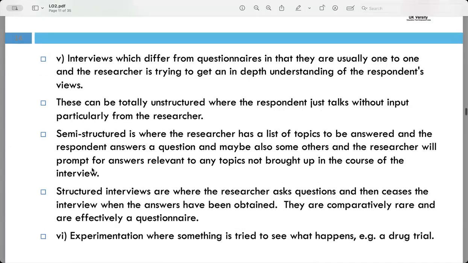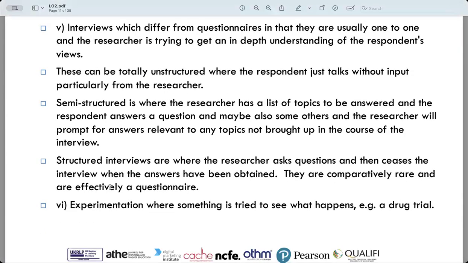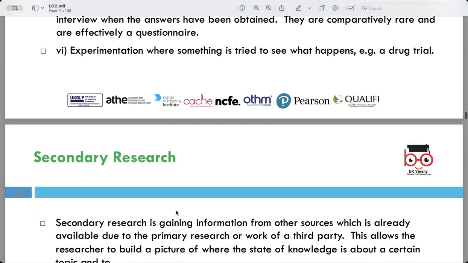Experimentation. This is basically where you test something to see what happens. A common example is a drug trial, but in business you might test a new product feature or marketing approach. So this technique helps you gather real, focused insights from people or real-world scenarios.